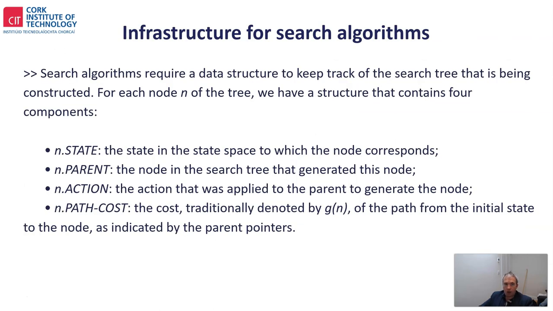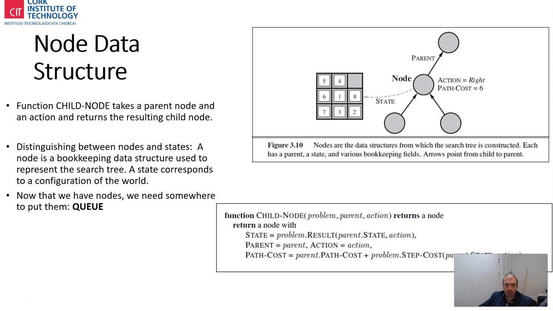Very good. Okay, so infrastructure for search algorithms. Search algorithms require a data structure to keep track of the search tree that is being constructed. For each node n of the tree, we have a structure that contains 4 components. State, the state in the state space to which the node corresponds. Parent, the node in the search tree that generated this node. Action, the action that was applied to the parent to generate the node. Path cost, the cost traditionally denoted by g of n of the path from the initial state to the node as indicated by the parent pointers. And we'll explore those in a little more detail.